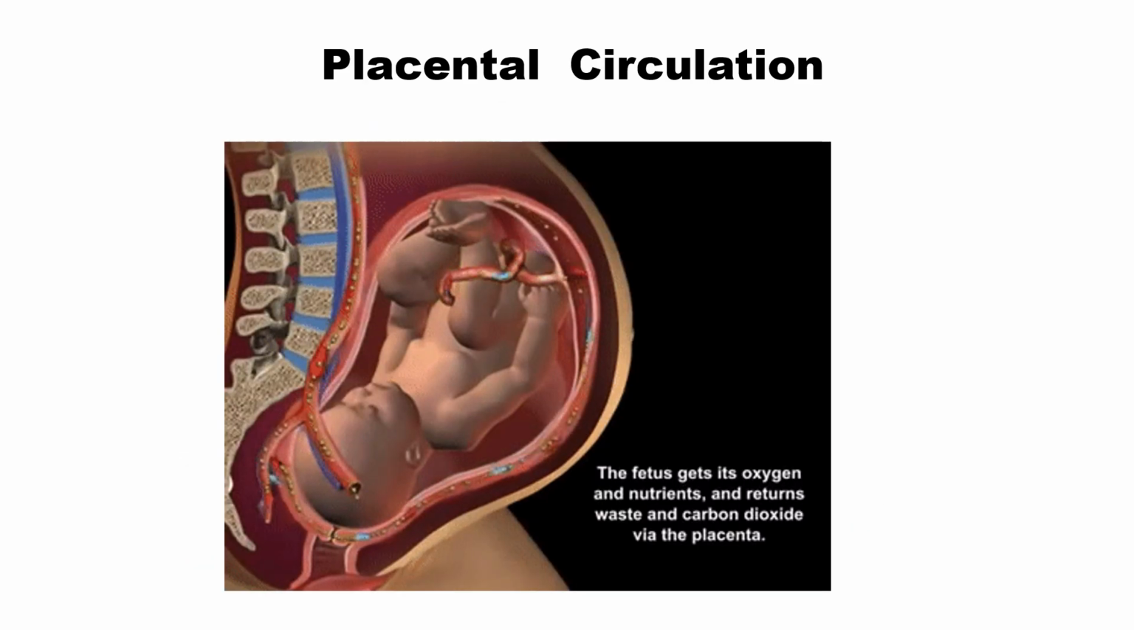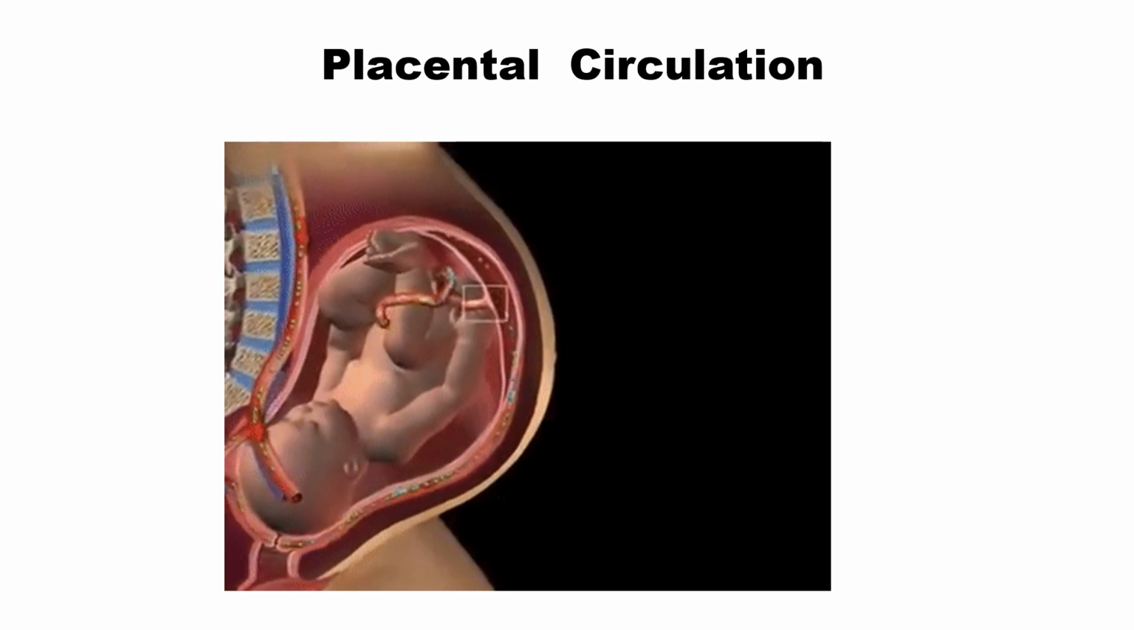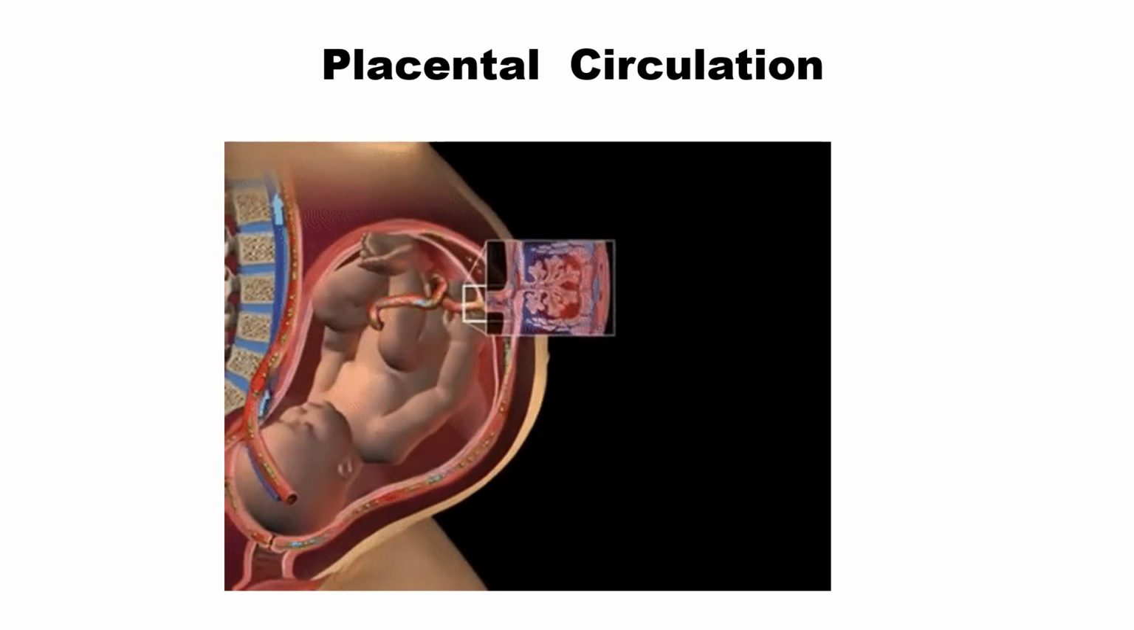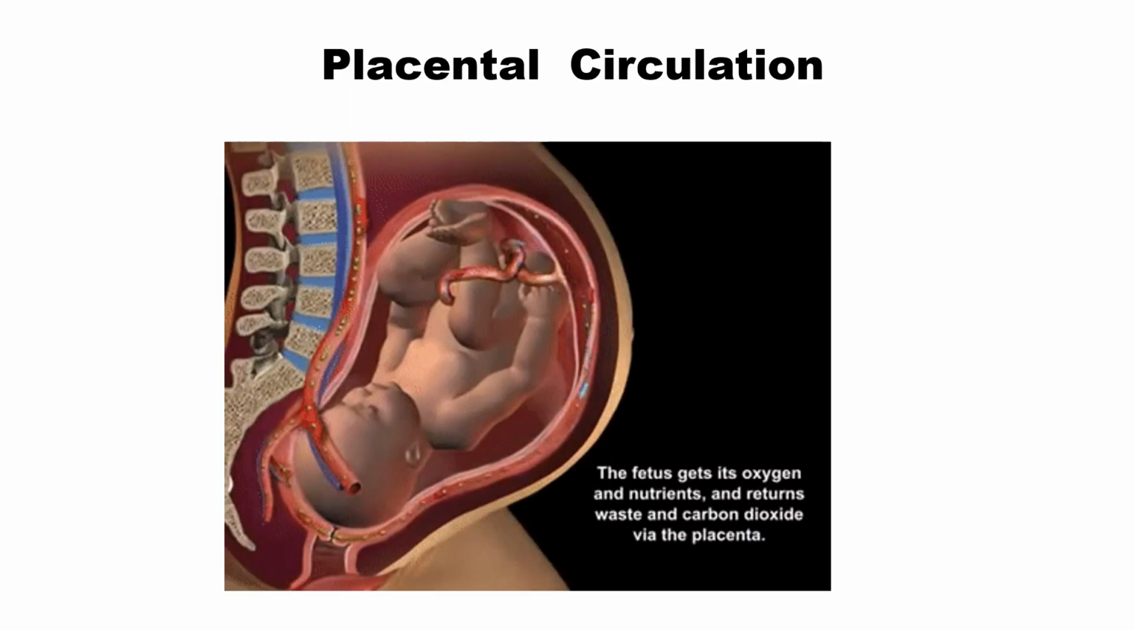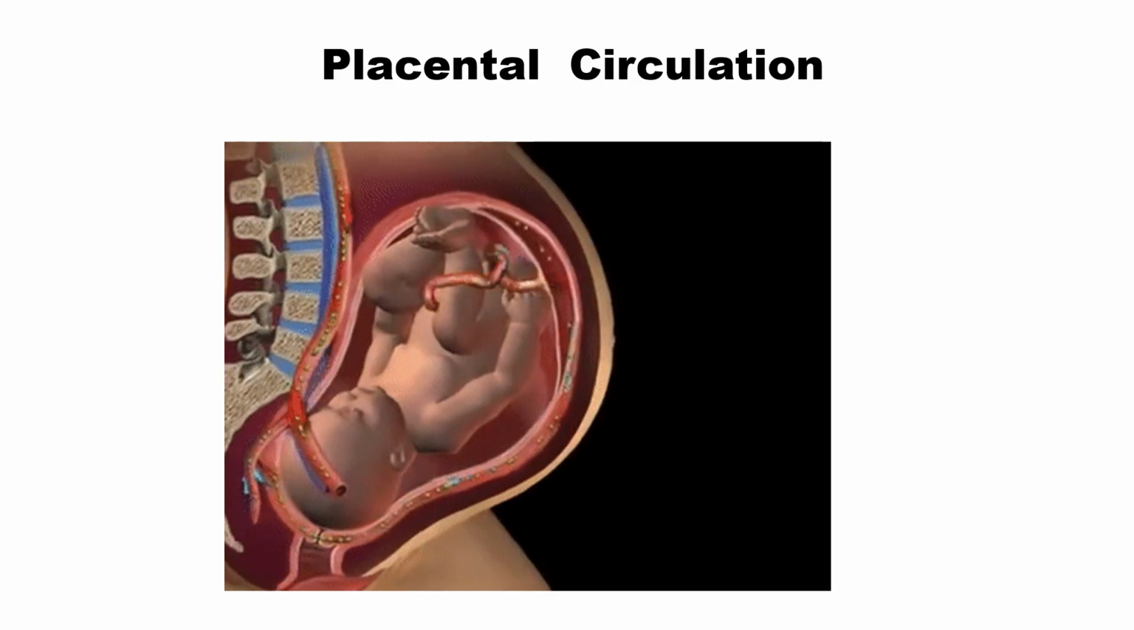Through placental circulation, the fetus gets its oxygen and nutrients and returns its waste and carbon dioxide, mainly from the two components of the placenta. The fetal part is the chorion frondosum. The maternal part is the decidua basalis.